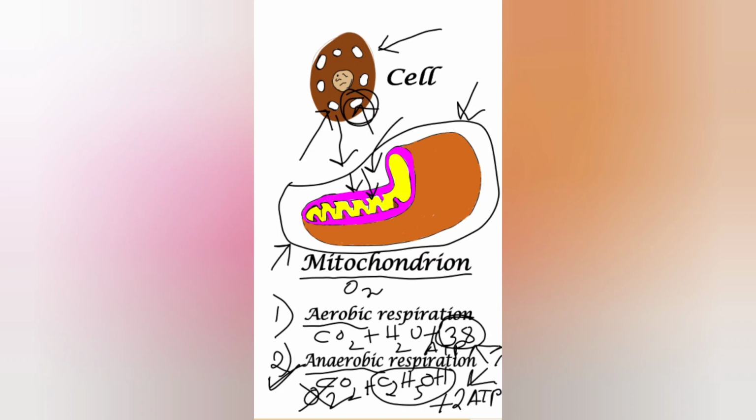Which one will be preferred? Aerobic, definitely, because it's giving more energy, 38 ATP. And what about anaerobic? It gives less energy. How much? Just 2 ATP. But in case of animals, there will be no ethyl alcohol produced. Animals also respire anaerobically, but instead of ethyl alcohol, what is produced? Lactic acid. Remember, for animals, lactic acid.